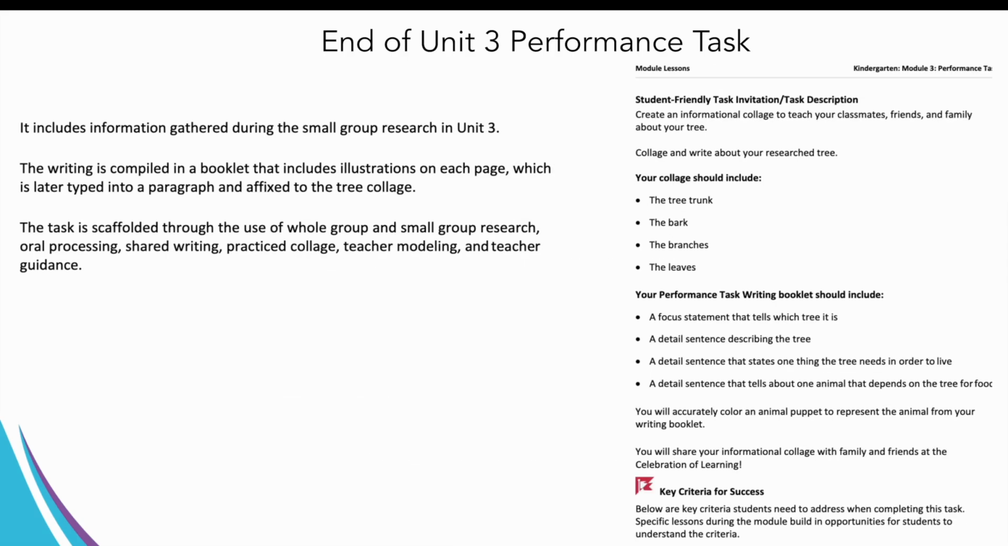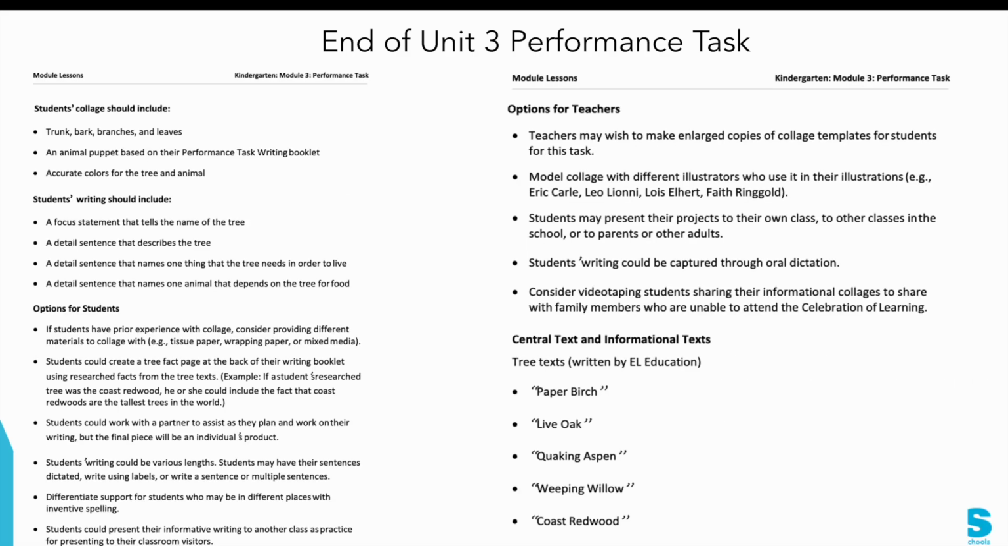Here's some more additional information. Gives you what that collage should include and that writing task booklet, what each sentence should be, and information inside of the informative text. Also, here's giving you some different options for students and options for teachers, and then the text that will be used. So students will get to pick from these different trees: paper birch, live oak, quaking aspen, weeping willow, and coast redwood. You are going to be modeling with the sugar maple tree, and students will be doing this work based on that teacher model.